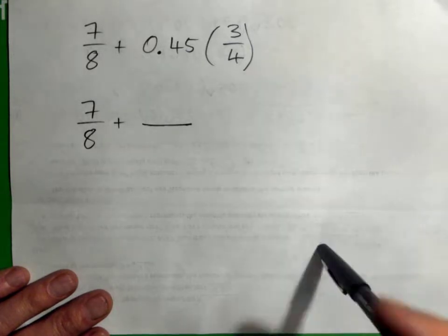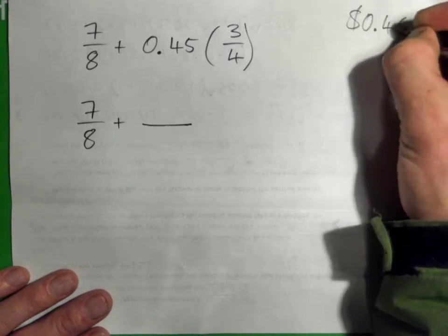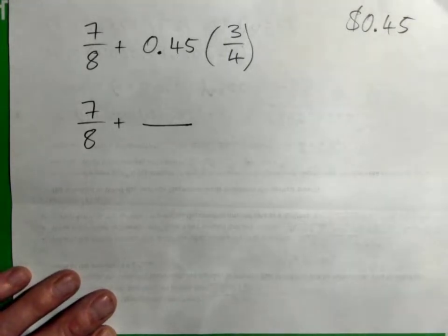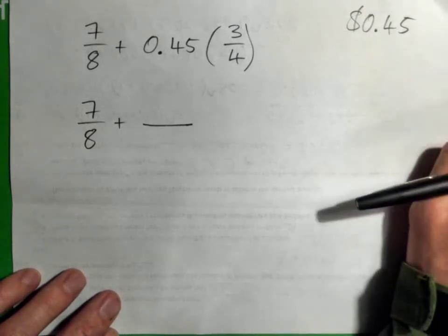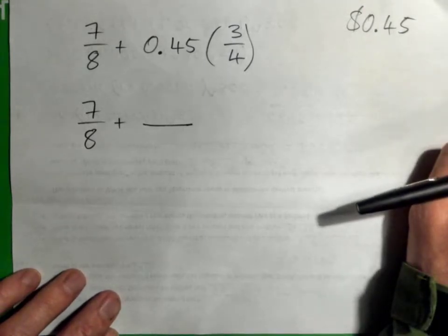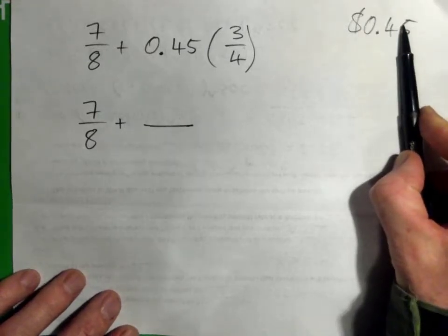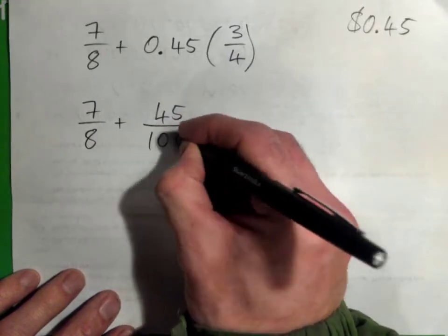Yeah, but I mean, think about money. If you have that $0.45, how many cents is that? How do you turn that into a fraction? So like we've got units, tenths, hundredths, isn't it? Yeah, exactly. It's 45 hundredths. Good. So we're good with that. We're okay to go from there to there.